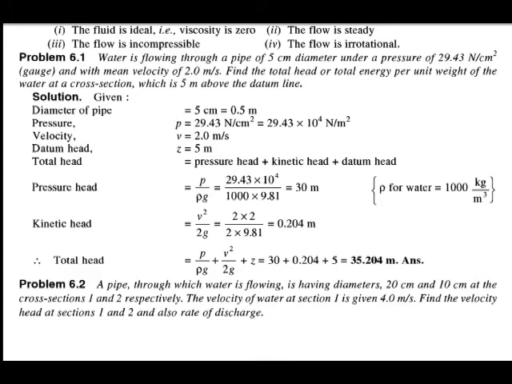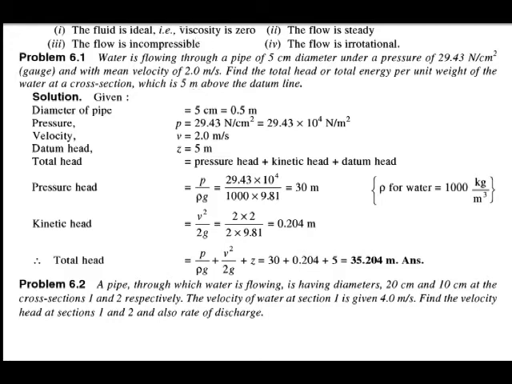Okay, so in the question they have given that water is flowing through a pipe having a diameter of 5 centimeter. Then they have given the pressure as P is equal to 29.43 Newton per centimeter square, the mean velocity as 2 meter per second, and the datum head as 5 meter. We have to calculate the total head, or total energy per unit weight.